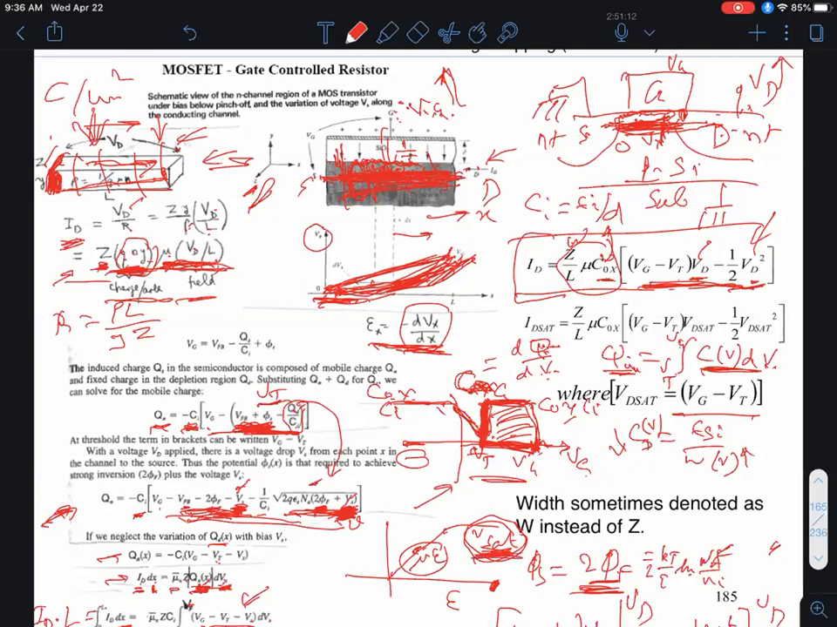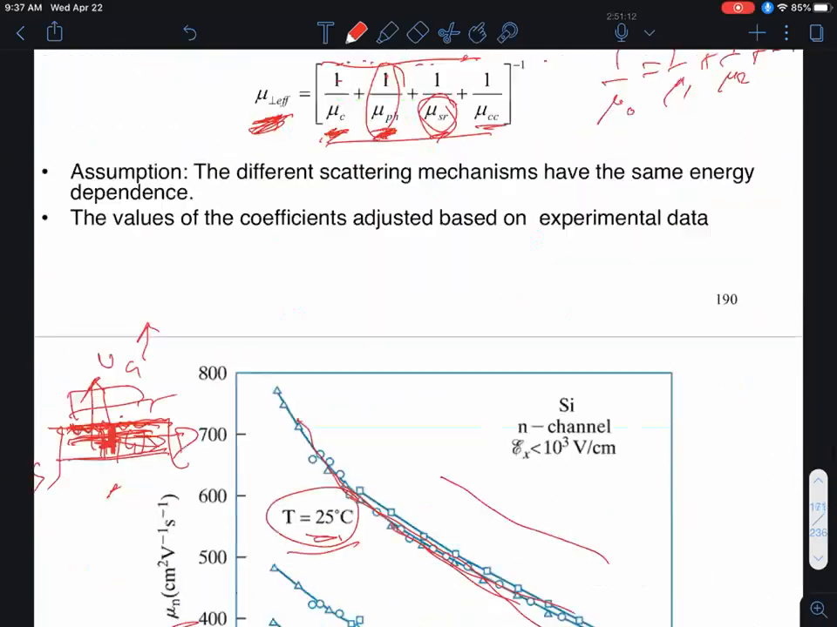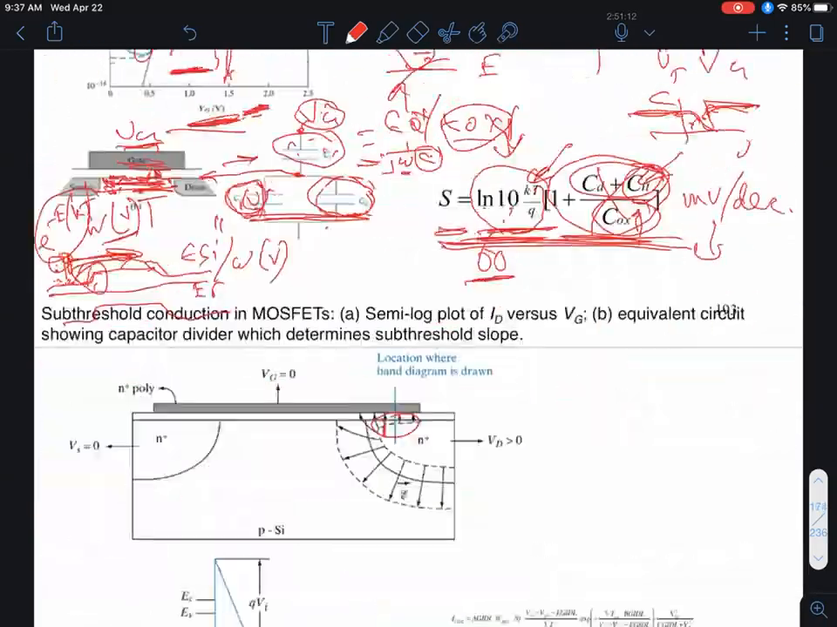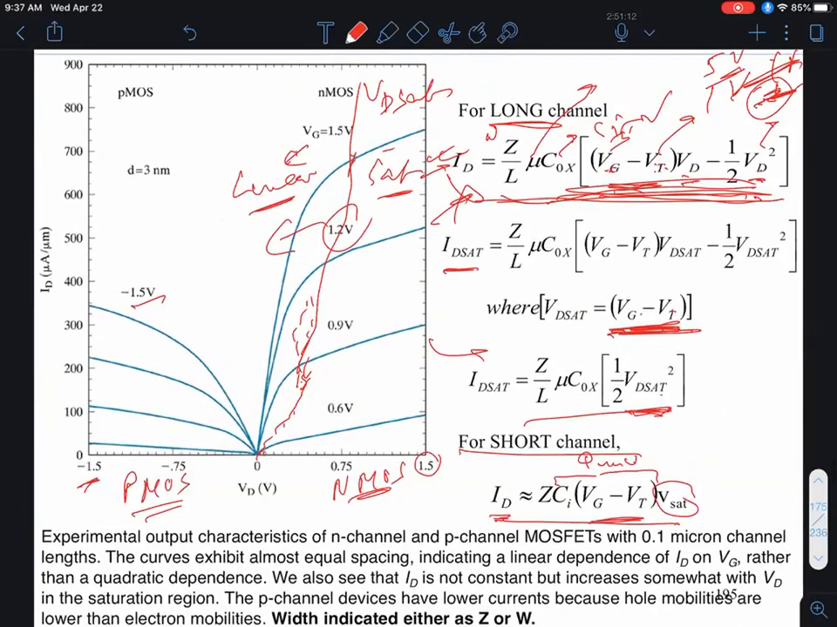This is an approximate analysis, and that's per unit width. If the width of the transistor is Z, you simply multiply by Z. This is an approximate analysis. It's not 100% accurate, but it'll be good enough for our purpose. So CI times VG minus VT is my inversion charge.